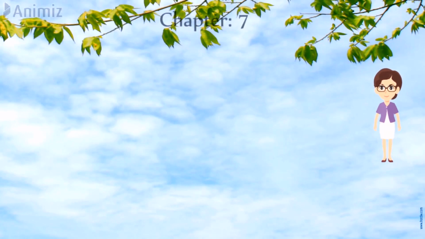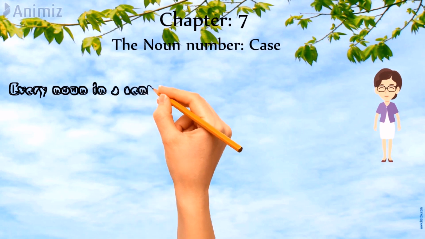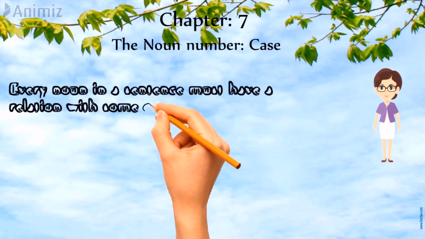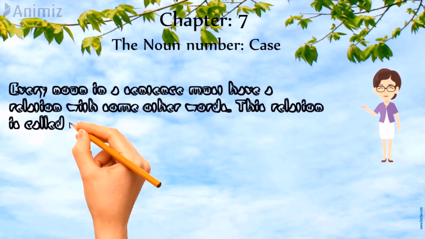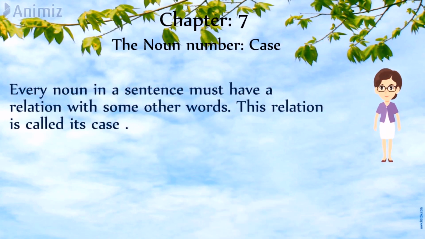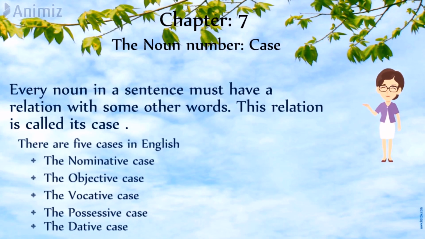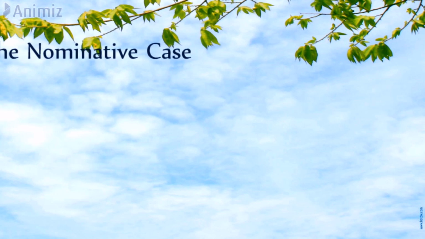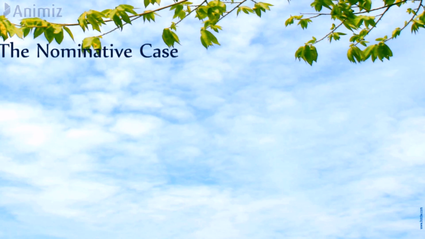Chapter 7. The noun number. Case. Every noun in a sentence must have a relationship with some other words. This relationship is called its case. There are 5 cases in English: the nominative case, the objective case, the vocative case, the possessive case, and the dative case. First, we start with the nominative case.